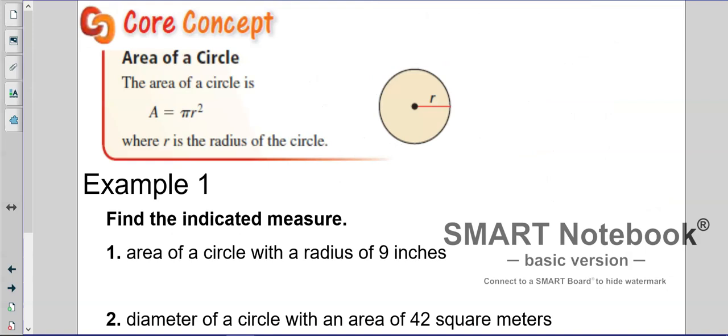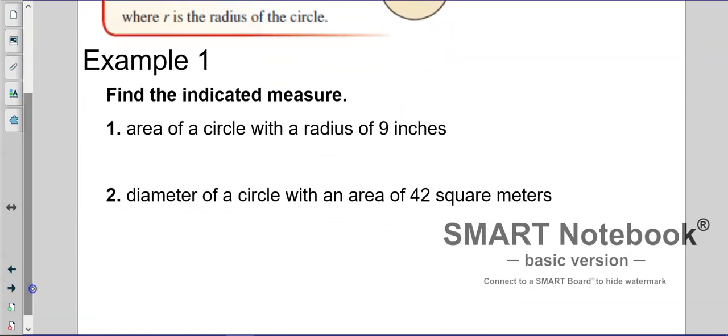All right, now here we have area of a circle. Simple formula, pi r squared. R is the radius. Okay? So, area of a circle with a radius of 9. So, area equals pi r squared. So, that's 81 pi.